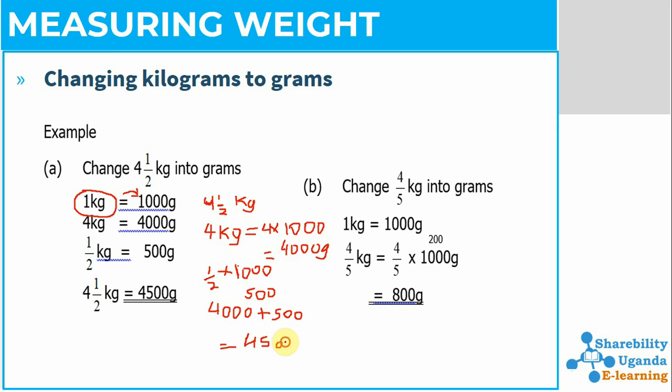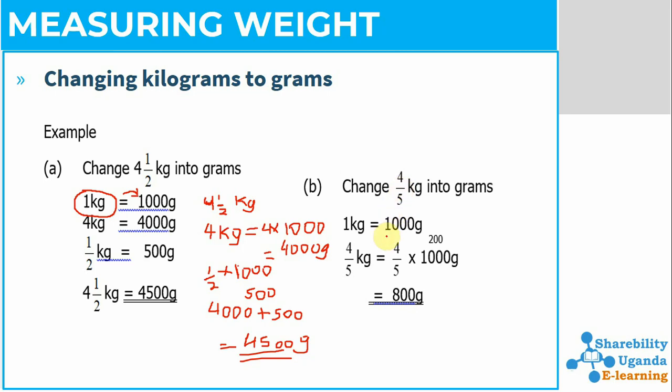4,500. All this should be equal to grams, because we are changing from kilograms to grams. So that is simply how we can come up with changing kilograms to grams. The best concept that you have to understand is that 1 kilogram is equal to 1,000 grams.